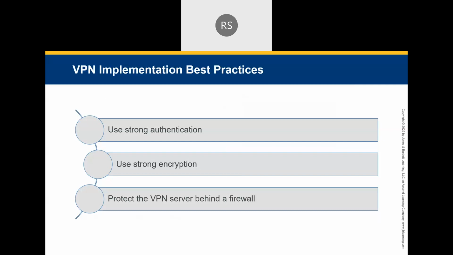You also want to protect the VPN server behind a firewall. So you deploy that firewall to protect that VPN server from unauthorized access or malicious attacks. Configure the firewall to restrict incoming and outgoing traffic to the VPN server, only allowing authorized VPN connections. You also want to make sure that you regularly update your firewall rules and configurations to mitigate any security risk and vulnerabilities.